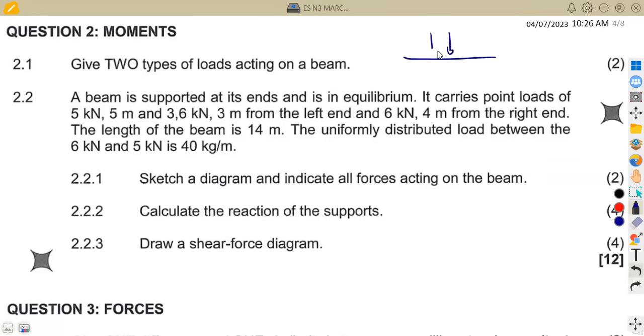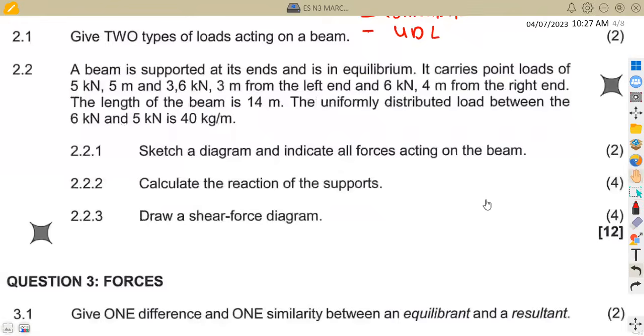In this case, we are referring to the ones that will be facing downwards. Remember, we have got the supports, then we've got these loads. So we can have a normal one, which is concentrated like this. Then we can have a condition where we have got what? A distributed one. So these are the types of loads that they are asking about. So that means we have got a concentrated load, then we have got the uniformly distributed load, which is our UDL.